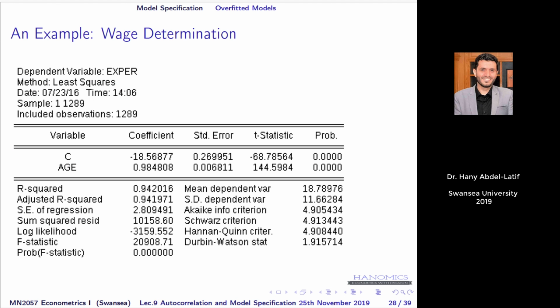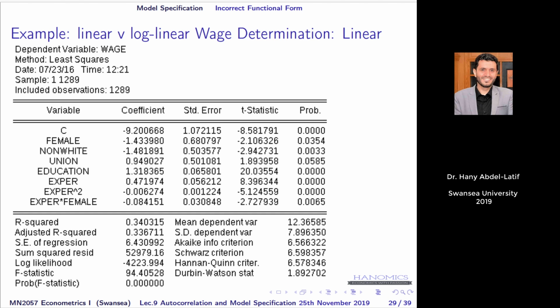So I run a regression of experience on education, and you see the R square is 0.9. It's very highly correlated, these two variables.